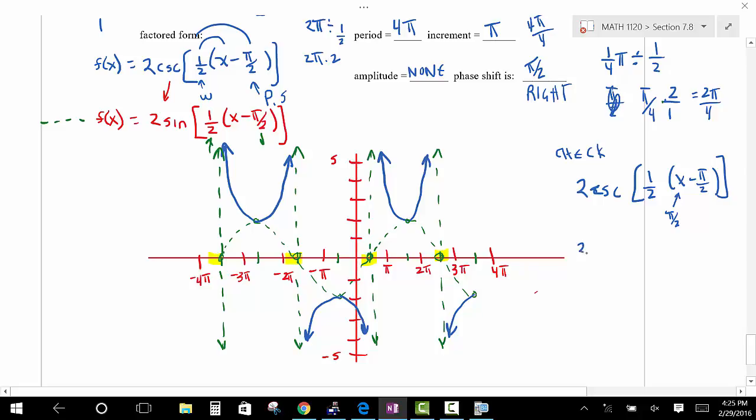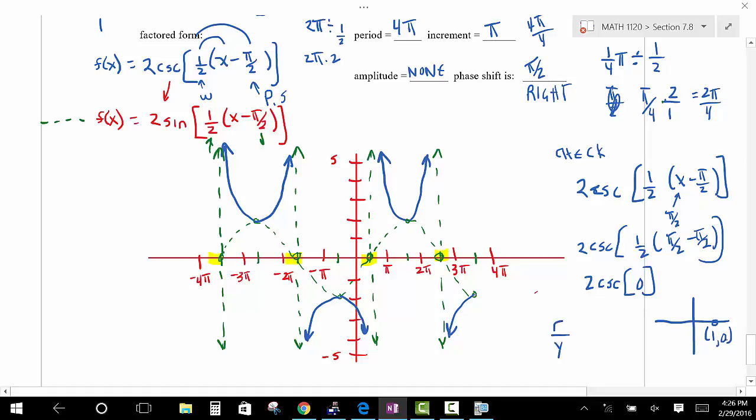So if we plug that in, just for checking, we'd have 2 cosecant of 1/2 times pi over 2 minus pi over 2. So what that would give is 2 cosecant of, that whole thing would now be 0. Okay, look at your unit circle. When you're at 0 radians, you're at the point (1, 0). The cosecant is r over y. So what's the deal with the cosecant at this point? It's undefined, exactly. That proves that we have an asymptote, so at least that point's right.